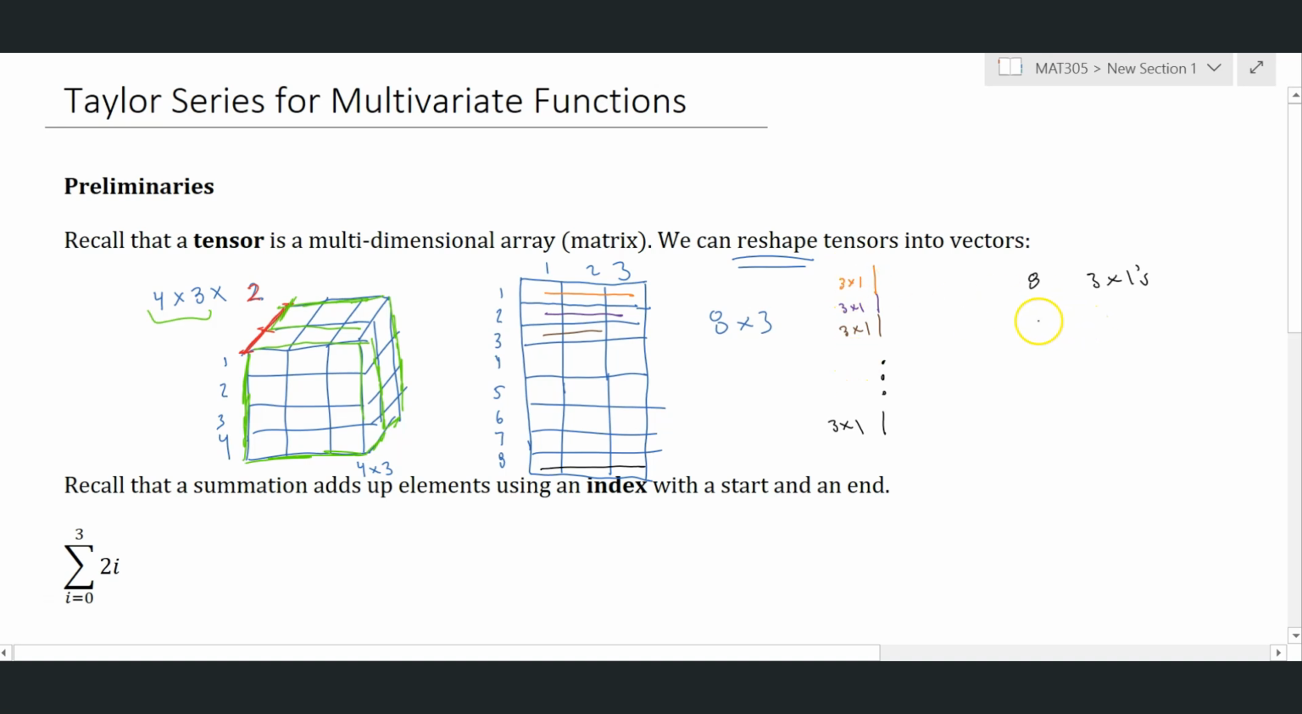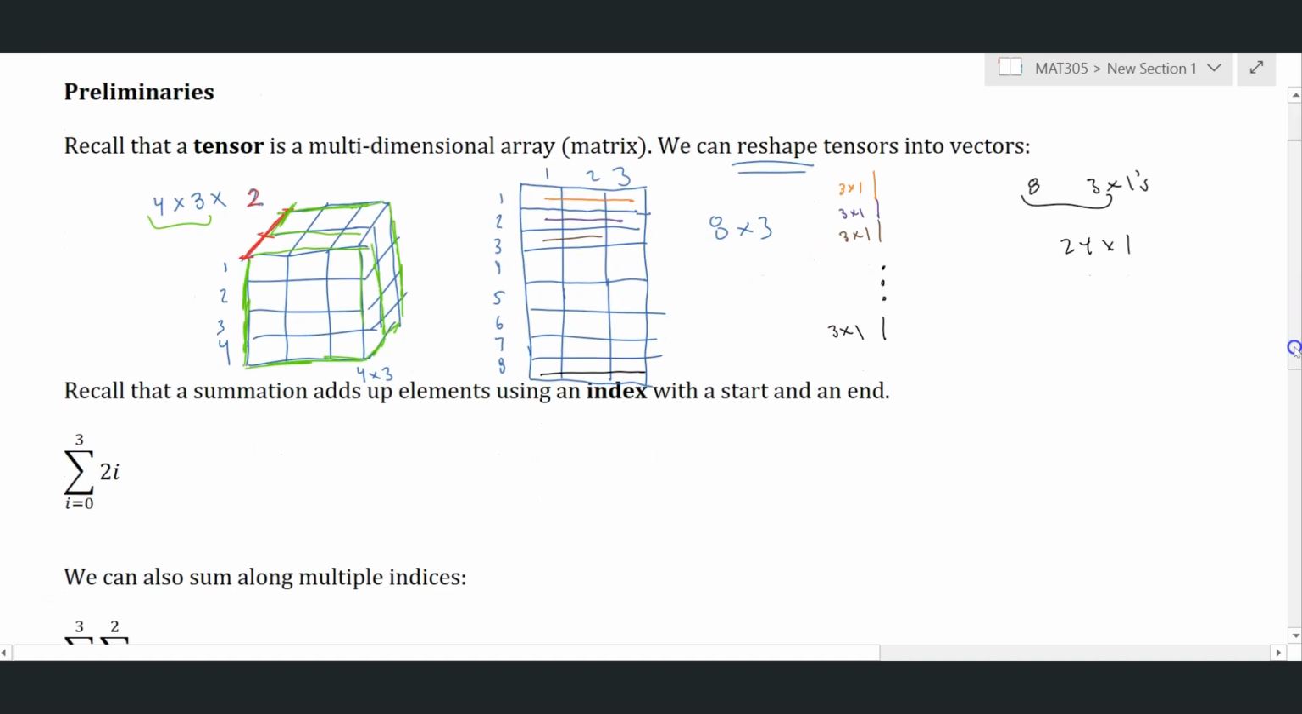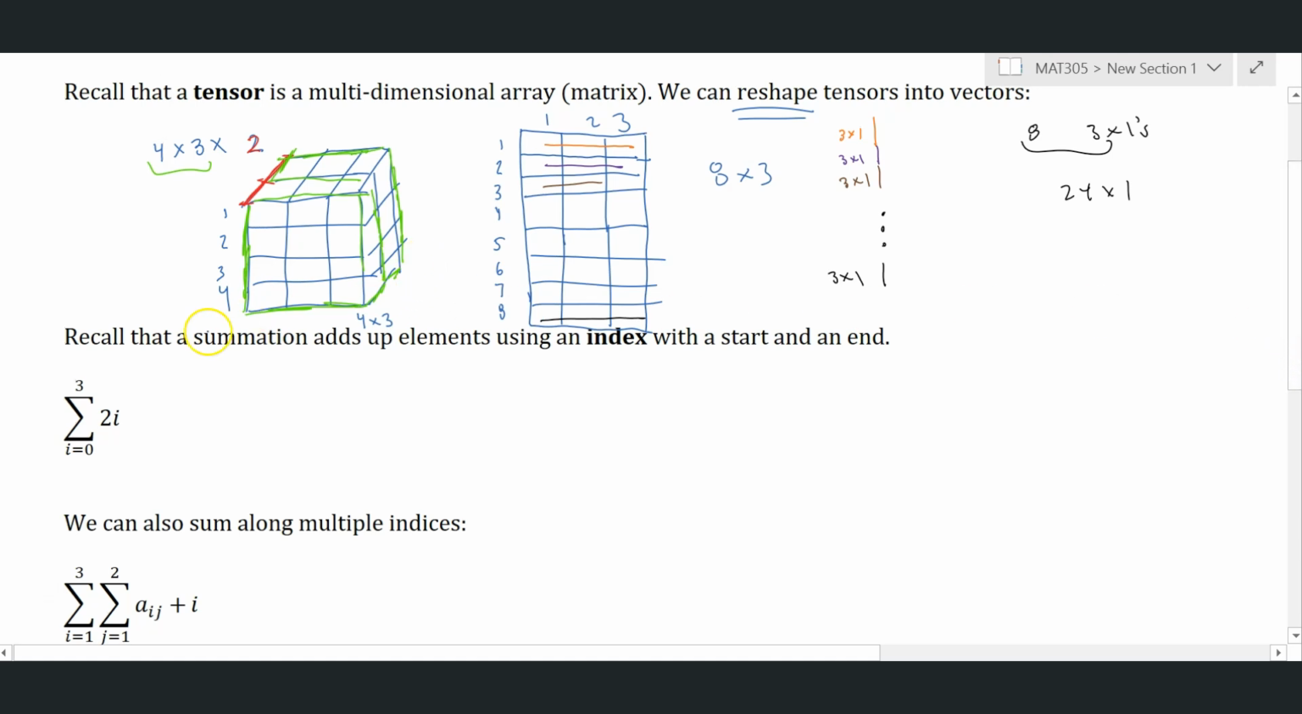And if we have 8 3 by 1s, that makes this vector a 24 by 1 vector. Okay, so that way we're working with vectors instead of having to work with these multi-dimensional arrays. Just a convention, it'll make things work out nicely as we go.